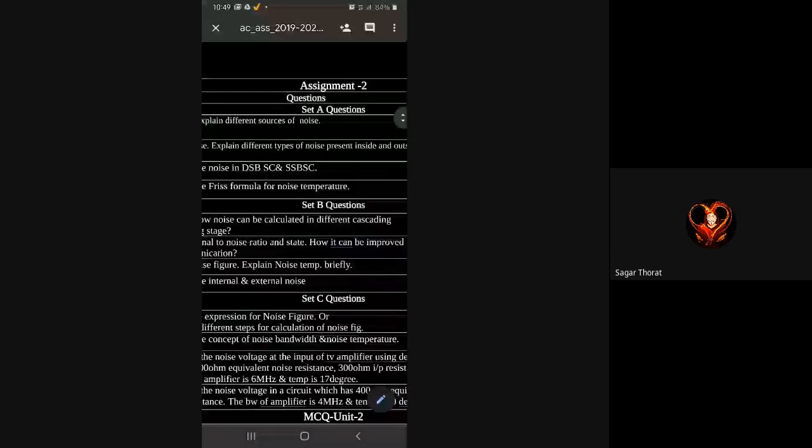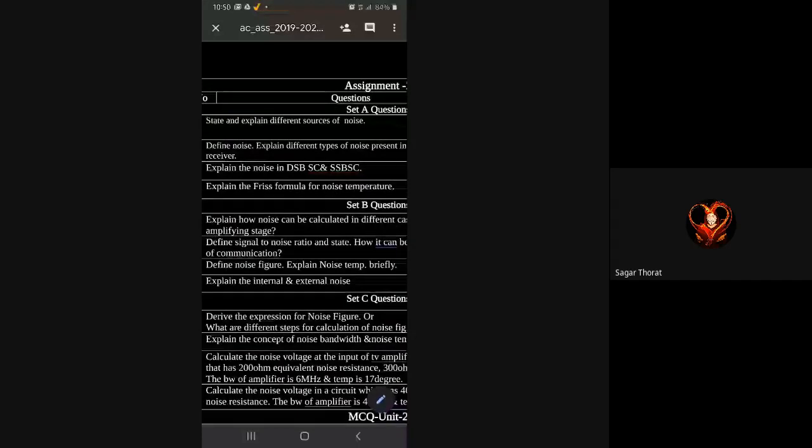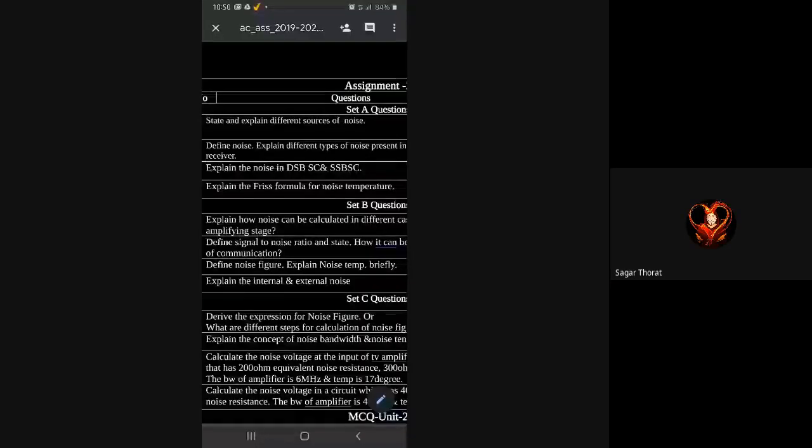Again, it will have the same answer, internal noise and external noise. Then the third question is explain the noise in DSBSC and SSBSC. How is the behavior of DSBSC and SSBSC system in presence of noise? That is the answer expected for this particular question.